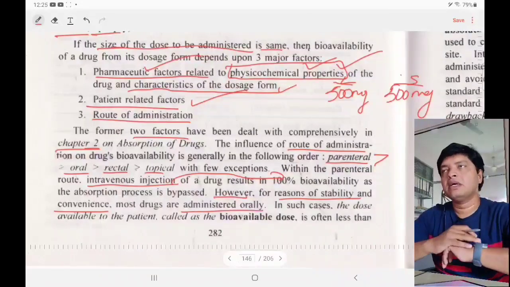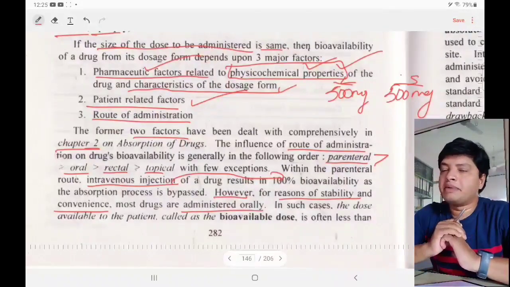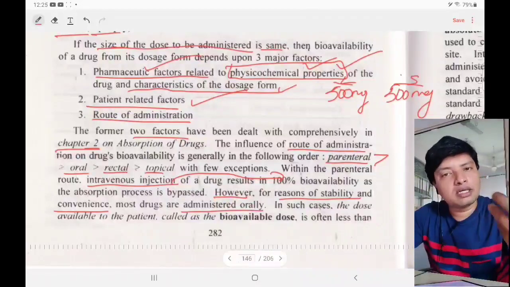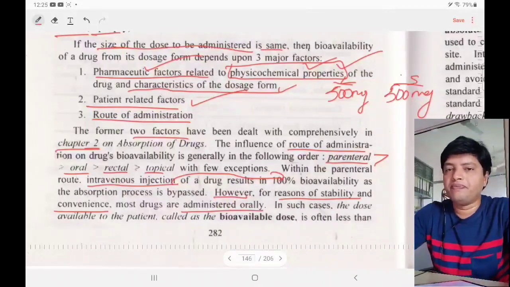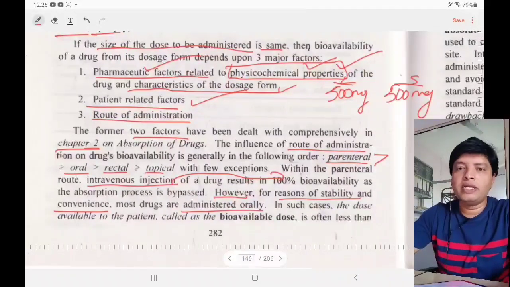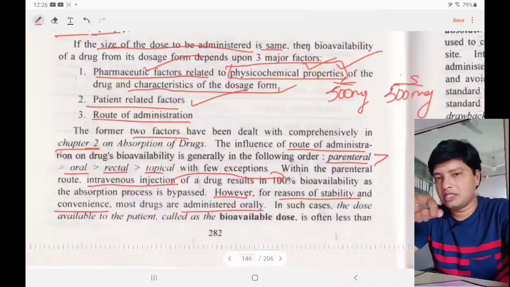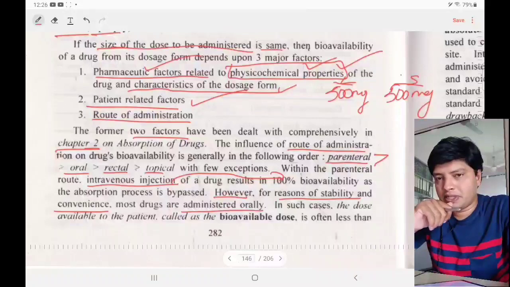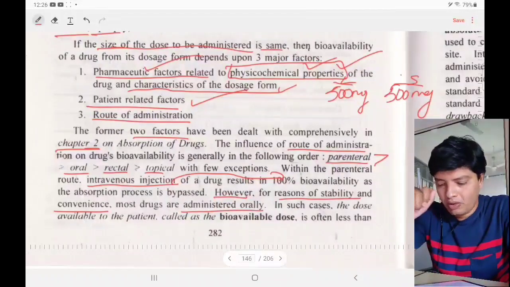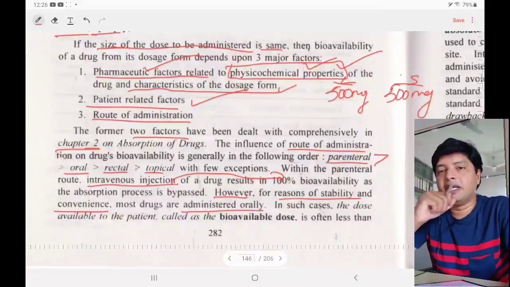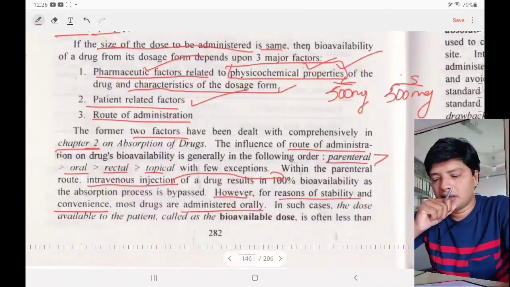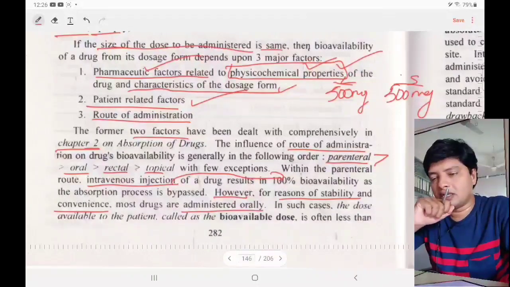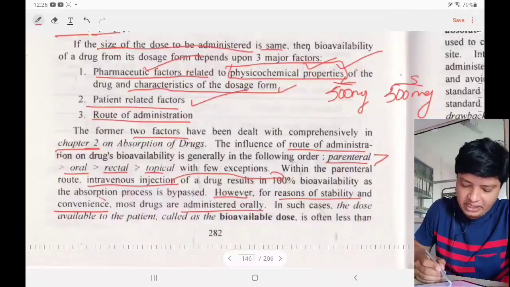You can ask me, sir, if the bioavailability is 100%, why can't we give all drugs by the IV route only? Because for IV you need one person to inject, a specialized person. Every time you can't have that specialized person in your home. You need to take that drug every day or thrice a day, and then you need to go and have that drug injected. So that is convenience.